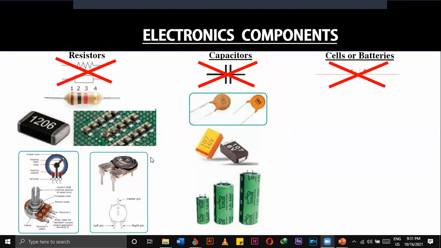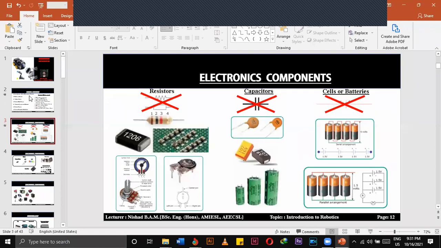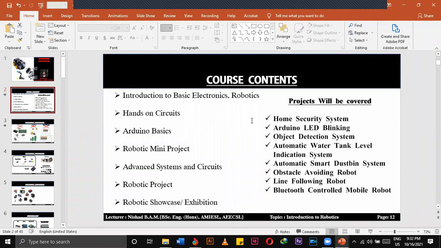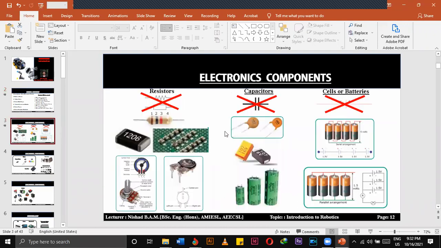Right. So I'm just going to quickly go through this recap of what we have done and learned so far. These are the course contents that we have. We will discuss the projects. These are the 8 projects that I will cover, but by learning only these 8 projects, you can make a ton of projects. Definitely, you can make a ton of projects.